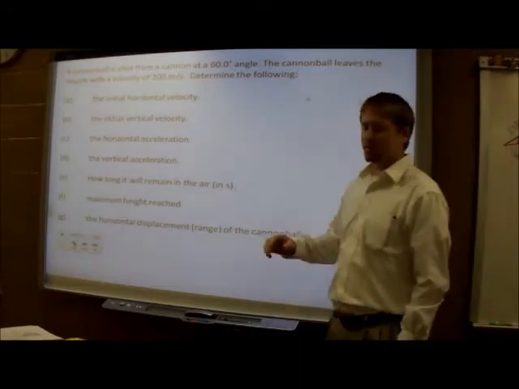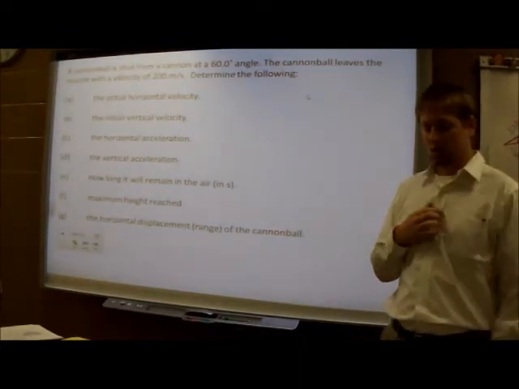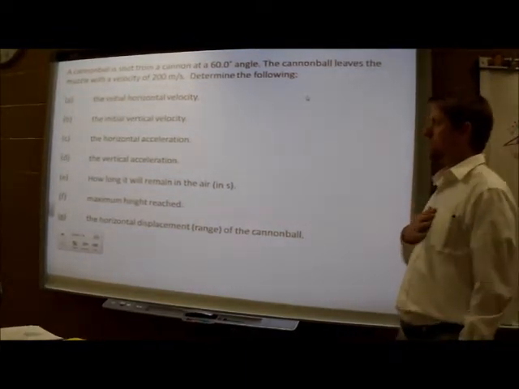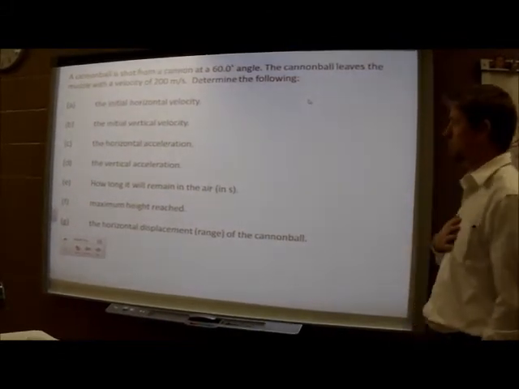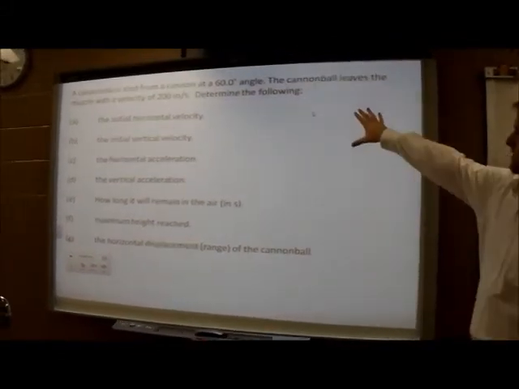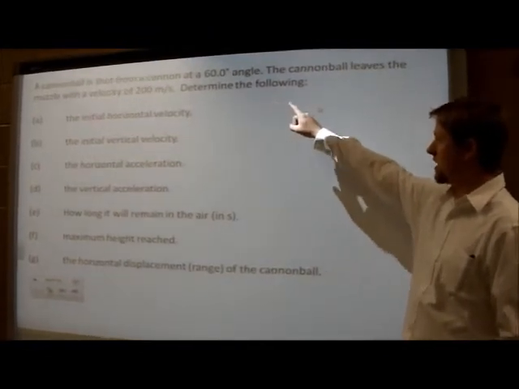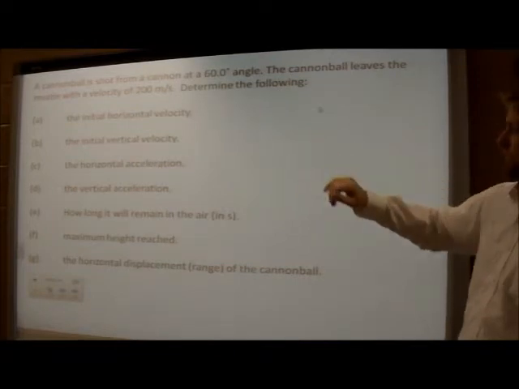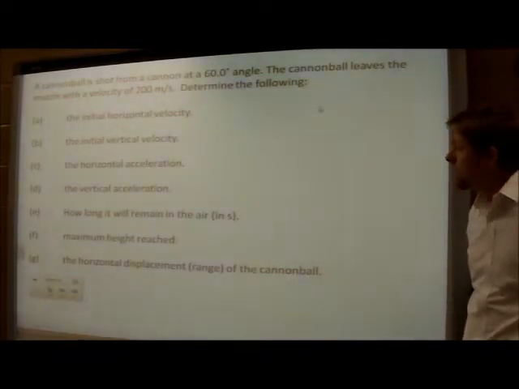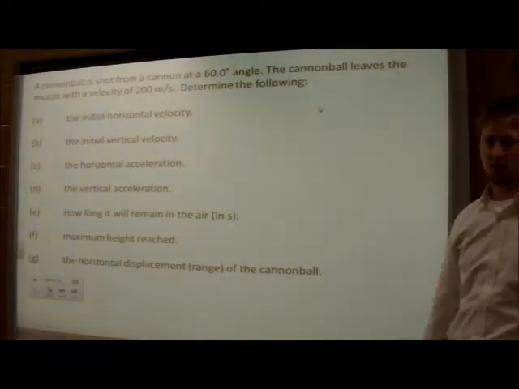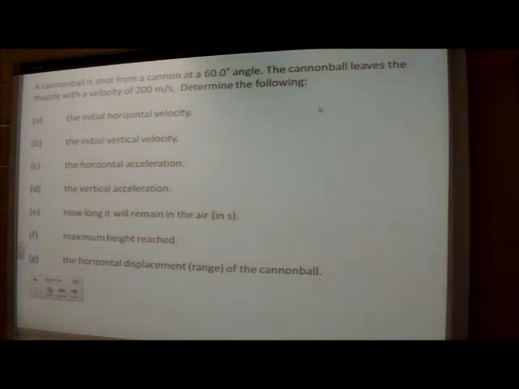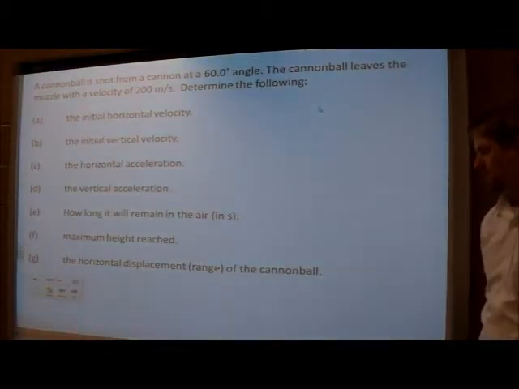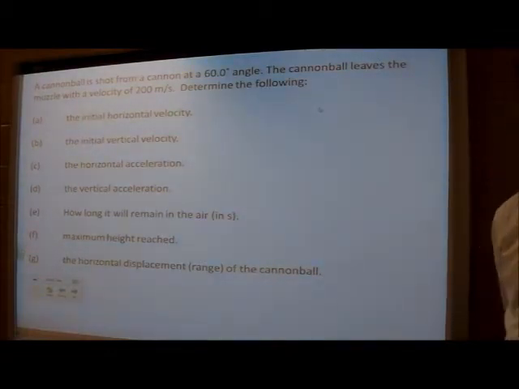Alright, we're going to solve an oblique launch, or non-horizontal launch, projectile motion problem. Here, a cannonball is shot from a cannon at a 60-degree angle. We're going to assume that's above the horizontal. The cannonball leaves the muzzle with a velocity of 200 meters per second. We're going to determine a lot of things here, including horizontal velocity, vertical velocity, accelerations, how long it's in the air, that's our time, maximum height, and the horizontal displacement, our delta x, or our dx.